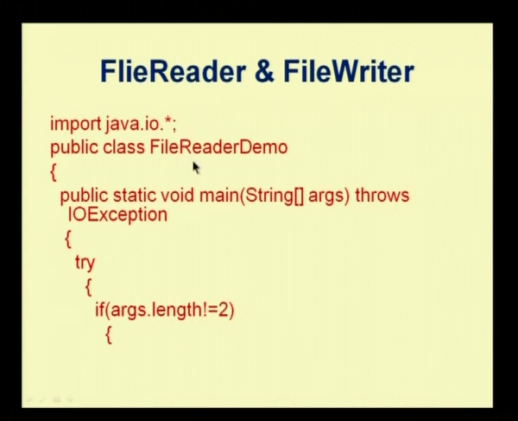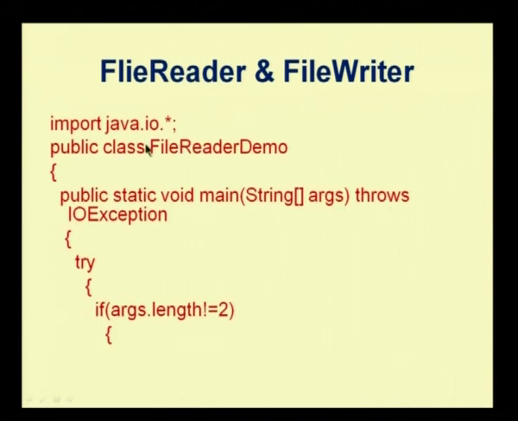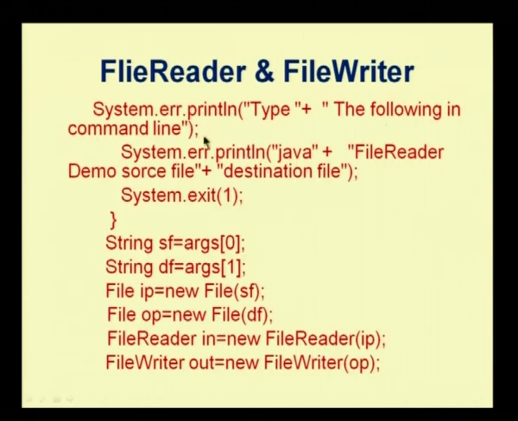Now we are having a demo of how you could read data from your file and write it into a file using FileReader and FileWriter. Here we have a FileReaderDemo. I am checking whether the arguments are not equal to 2, because I am going to give an input file as well as an output file. So args[0] is your source file and args[1] is your destination file.